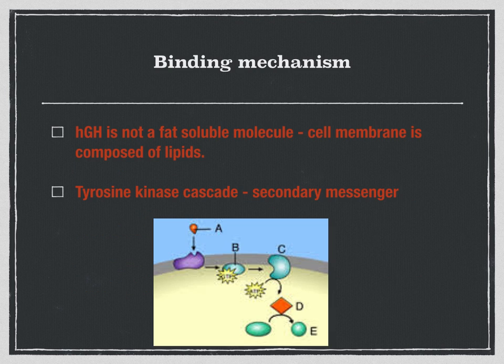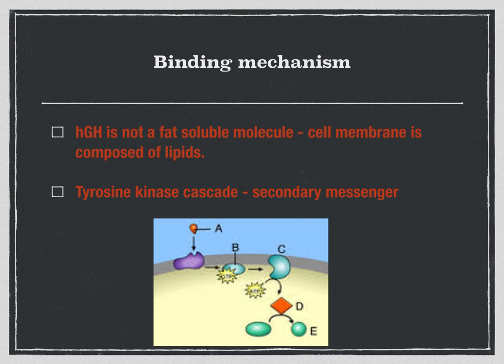hGH is not a fat-soluble molecule, therefore it cannot penetrate the lipid bilayer of the cell membrane to impose its effects on the cell. hGH must bind to a receptor on the outside of the cell. Tyrosine kinase cascade. It is an initial interaction between the hGH molecule and the cell membrane, which causes a secondary messenger inside of the cell.